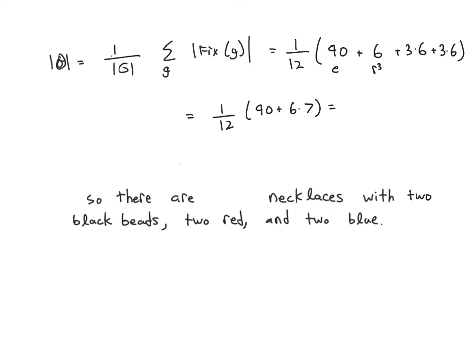If you're doing these calculations by hand, it's always easier to cancel as you go. The first factor is divisible by 3. The second factor is also divisible by 3. So now you've got much smaller numbers to deal with. So it's looking at 30 plus 14. That is 44, which is clearly divisible by 4. We get down to 11. So it turns out there are exactly 11 necklaces with 2 black beads, 2 red, and 2 blue.